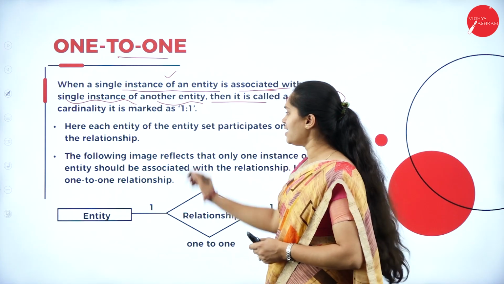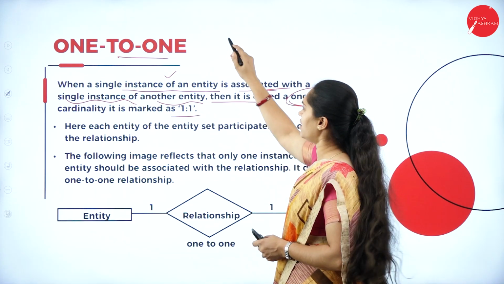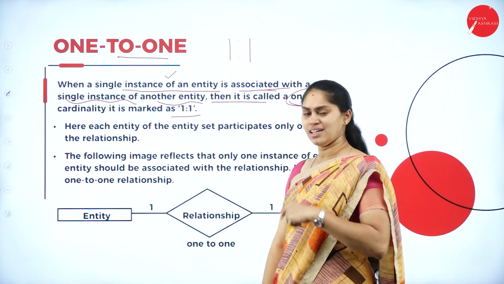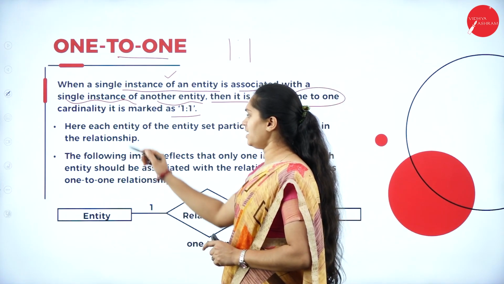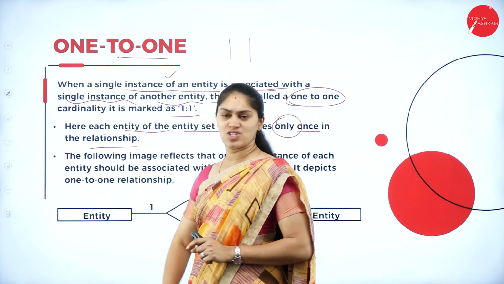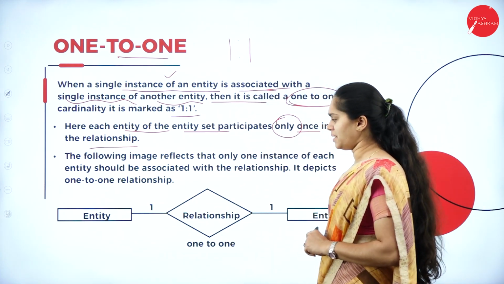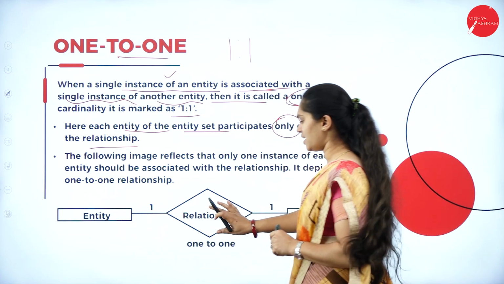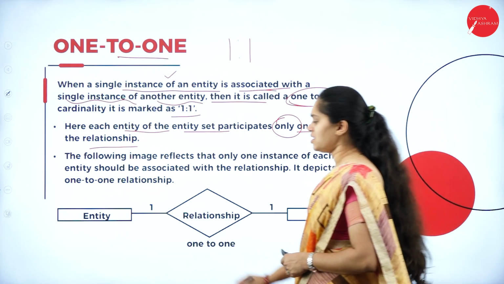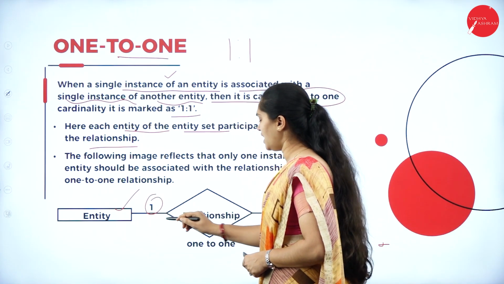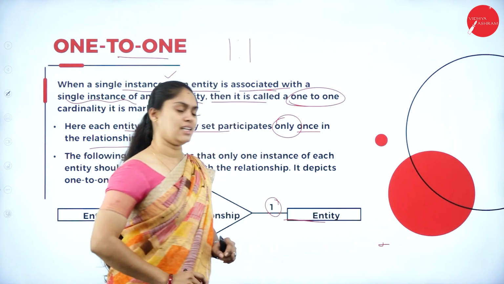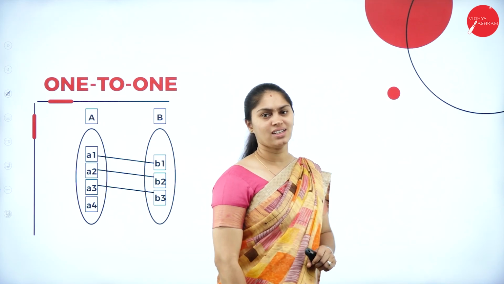And how do we mark it? That is 1:1. So here one instance is associated with one instance of an entity in the other entity set. Each entity of the entity set participates only once in a relationship. You can see the example here. Here I have one entity, and this rhombus specifies the relationship, and we have one more entity here. So one instance of this entity is participating in this relationship with one instance of another entity. Then we call this a one-to-one relationship.